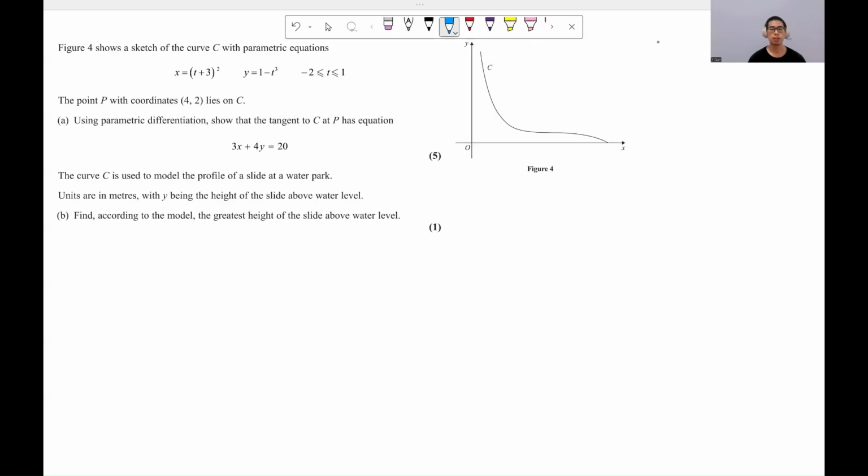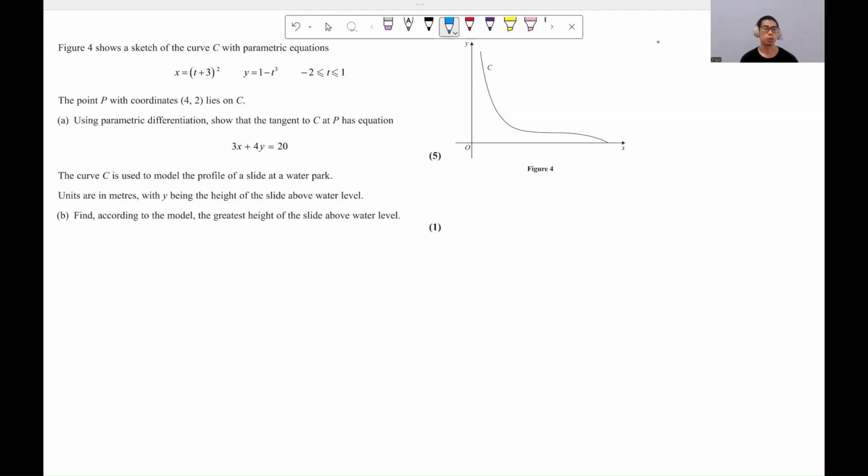Question 10. Figure 4 shows a sketch of the curve C with parametric equation x equals (t plus 3) squared and y equals 1 minus t cubed, where t is between -2 and 1. Point P with coordinates (4, 2) lies on C. Using parametric differentiation, show that the tangent to C at P has equation 3x plus 4y equals 20.